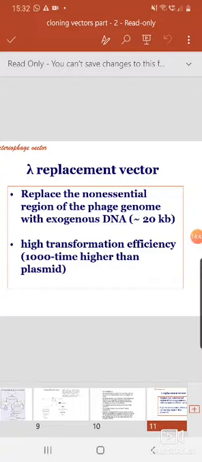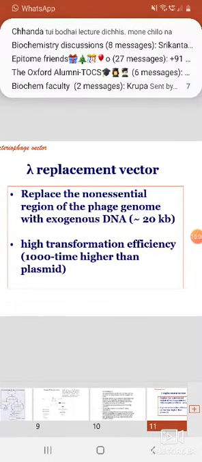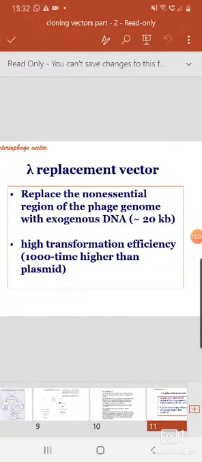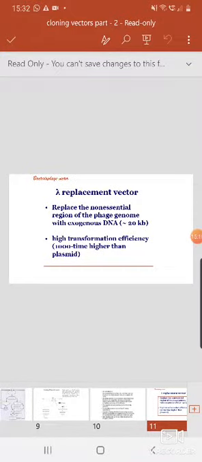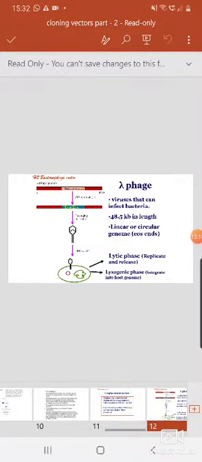So in the insertional type of vector, you have seen only 7.5 kb we can manipulate with the insert. Here in replacement, what we can do is take the non-essential region of the phage genome, in the middle part, which is required for attachment or recombination but is really not required for the lambda to survive as a phage. That can be compromised, meaning it can be cut out. High transformation efficiency, 1,000 times higher than the plasmid. Why is lambda so important and a good choice as a vector? Because of this high efficiency.